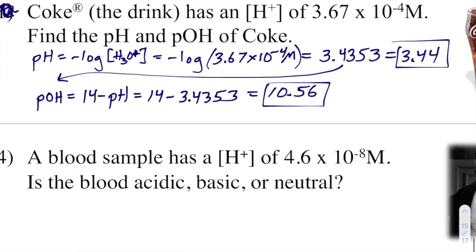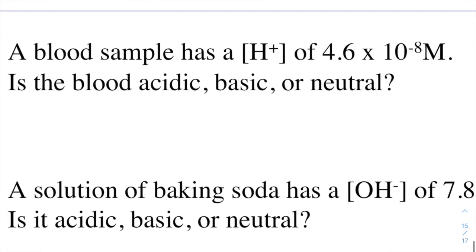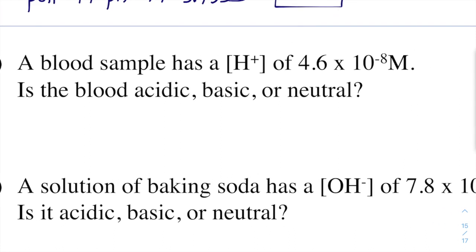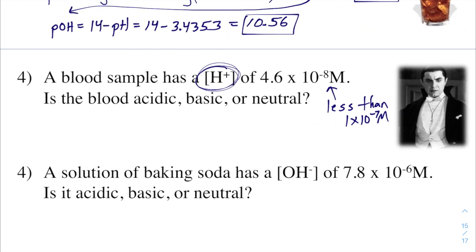Okay. Very good. Sample number 4. Oh man, scary. Blood has a hydronium concentration of 4.6 times 10 to the negative 8th molar. Is the blood acidic, basic, or neutral? Like I said before, you can answer this question quickly because this is less than 1 times 10 to the negative 7th. So the quick answer would be, since the acid ion is smaller in concentration, this should be basic.